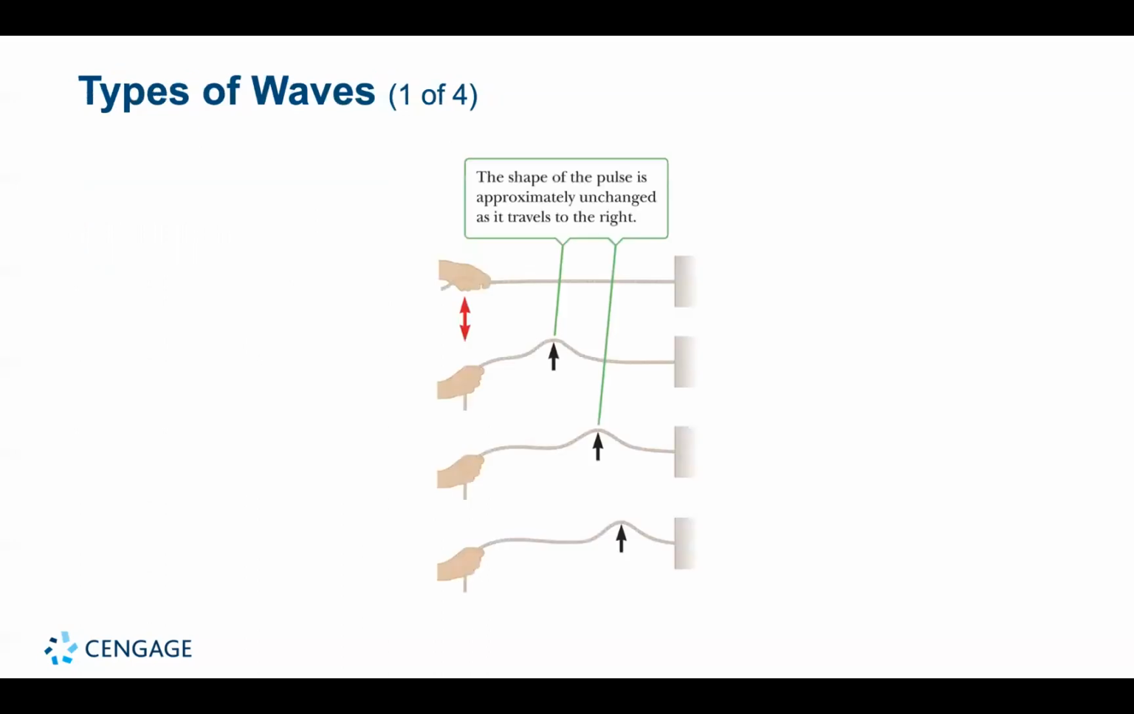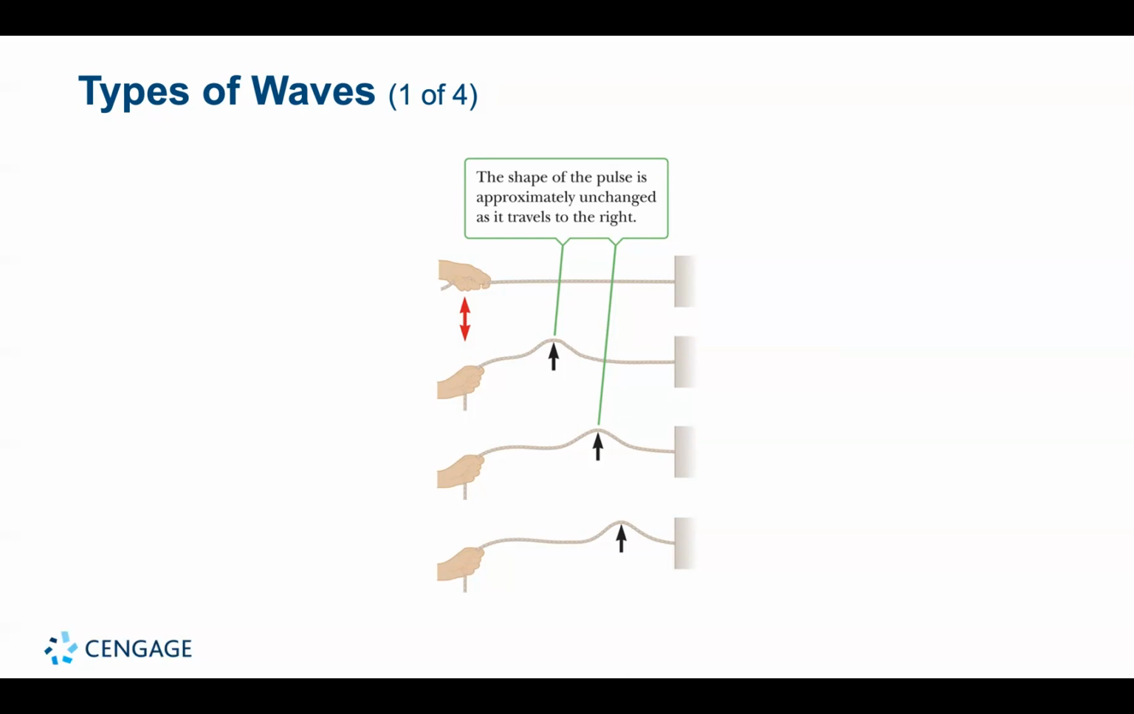So let's look at the types of waves. In the figure, as a hand moves the end of a stretched string up and down, shown with the red arrow, it causes a pulse to travel along the string. The figures show one of the simplest ways to demonstrate wave motion: the person flips one end of a long string that is under tension and has its opposite end fixed.